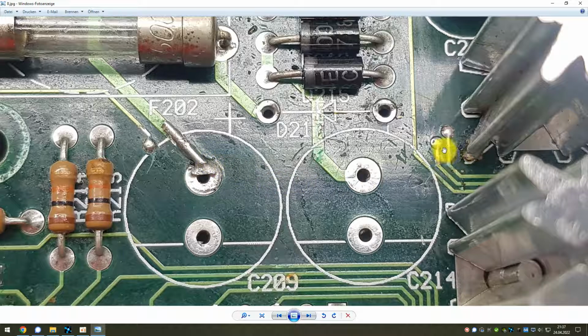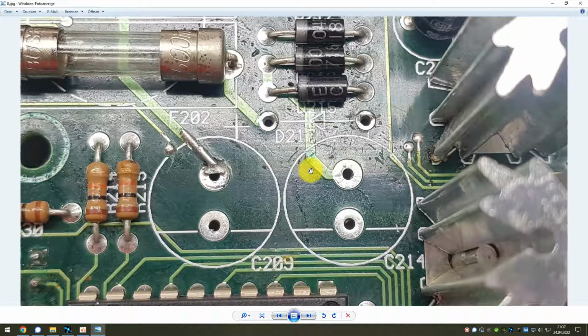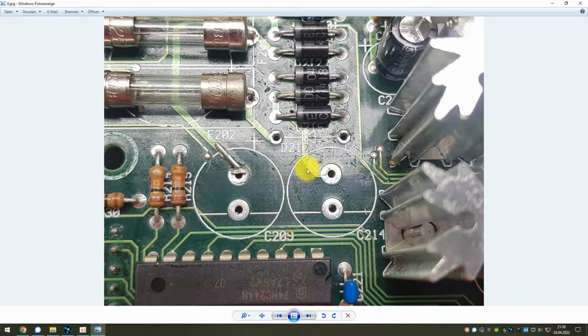And what you can also see is that I put a little bit of fresh solder on these vias and connected the solder also over to the trace. So these vias and connections are now reinforced and should not fail in the future. And then you're basically good to go. You can solder on the capacitors again.